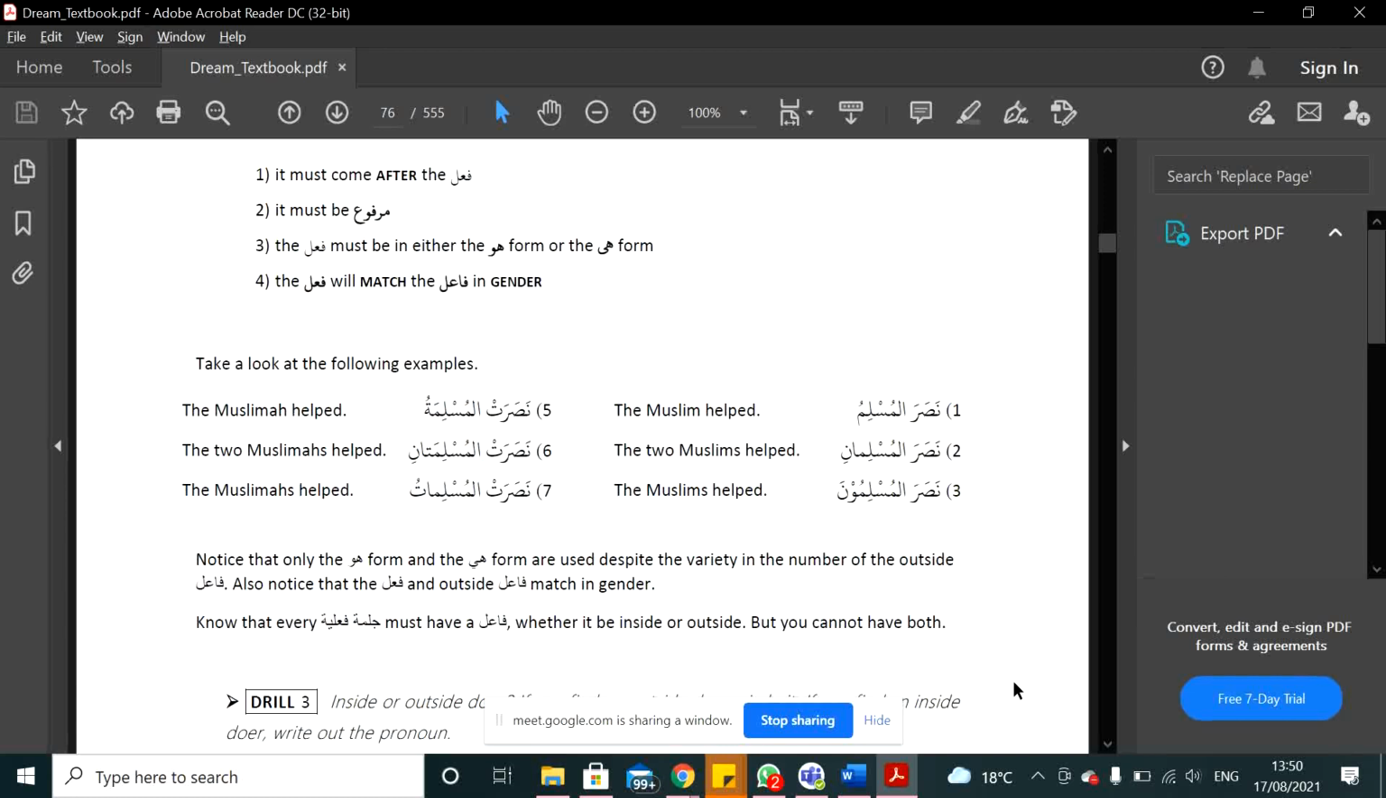If I say nasarta al-muslimatu, nasarta is not in a hua form. Nasarta is in anta form, or nasarti in anti form. Nasarti muslimatu, nasarti is in anti form. So it is not an outside doer. Al-muslimatu cannot be an outside doer here, right? Because for an outside doer, the fi'l should be in hua or hiya form. Do you understand?